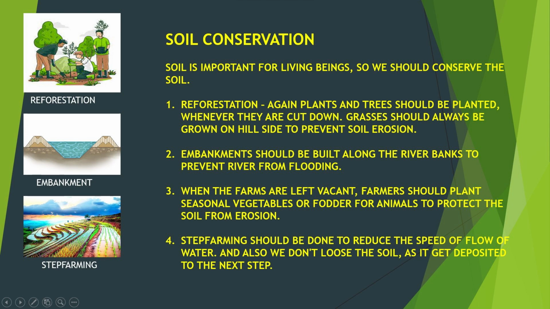3. When the farms are left vacant, farmers should plant seasonal vegetables or fodder for animals to protect the soil from erosion. 4. Step farming should be done to reduce the speed of flow of water. And also we don't lose the soil as it gets deposited on the next step.